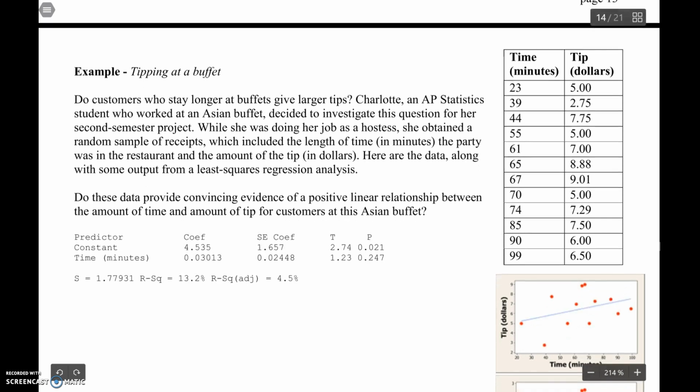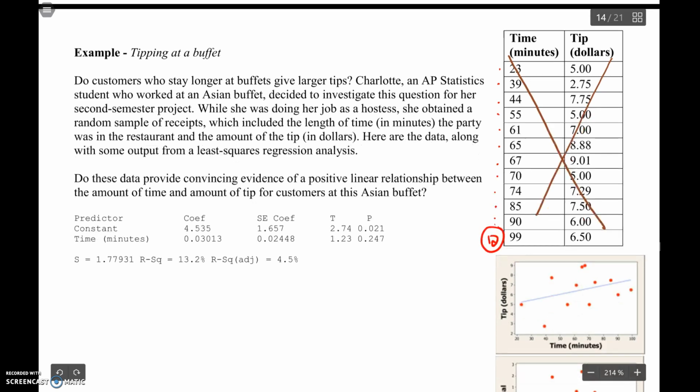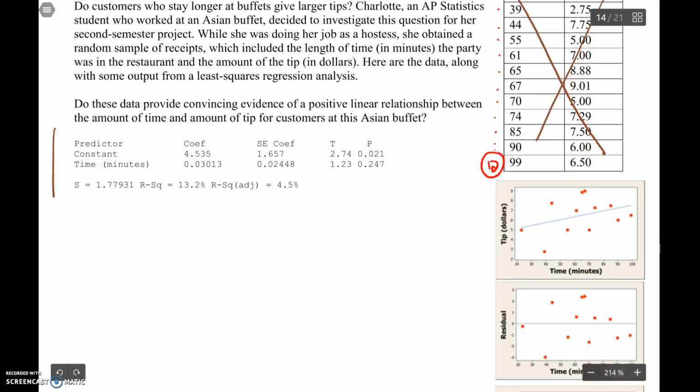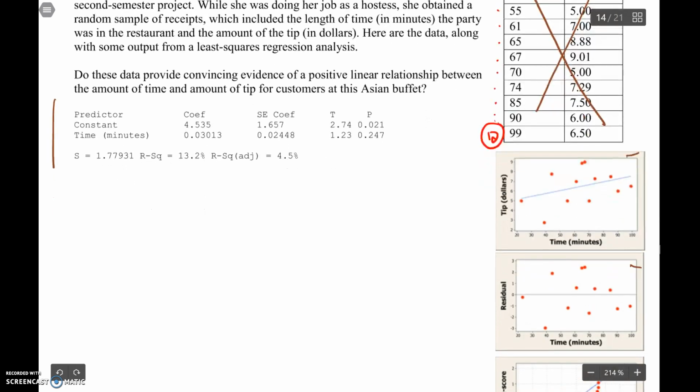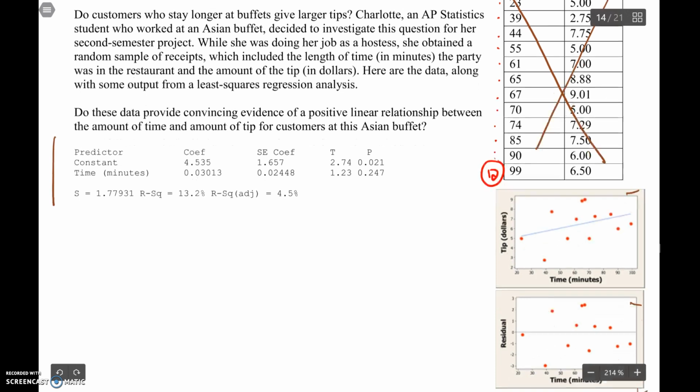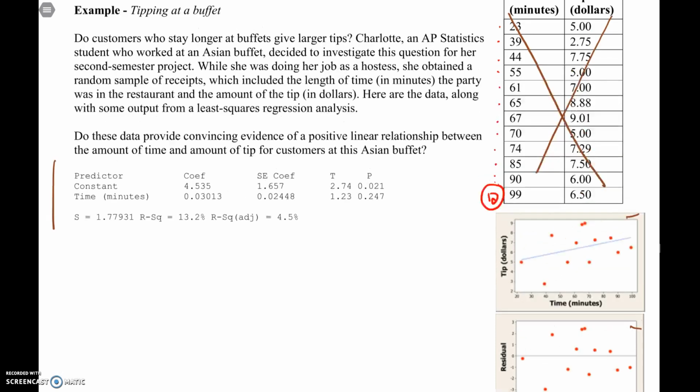All right, tipping at a buffet line. So 1, 2, 3, 4, 5, 6, 7, 8, 9, 10, 11. So we've got 12 data points here. Now, if we want to make this like an AP test question, I would not give you this table. You have the computer output. You got a couple graphs that you can look at. You really shouldn't need to use a computer output.